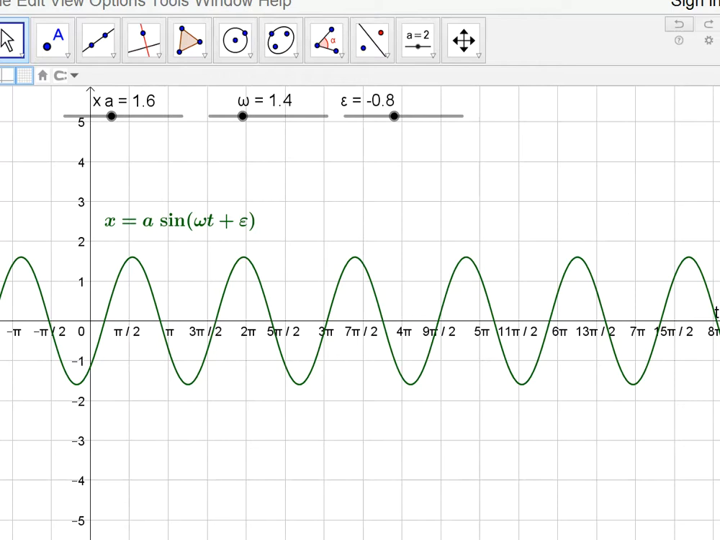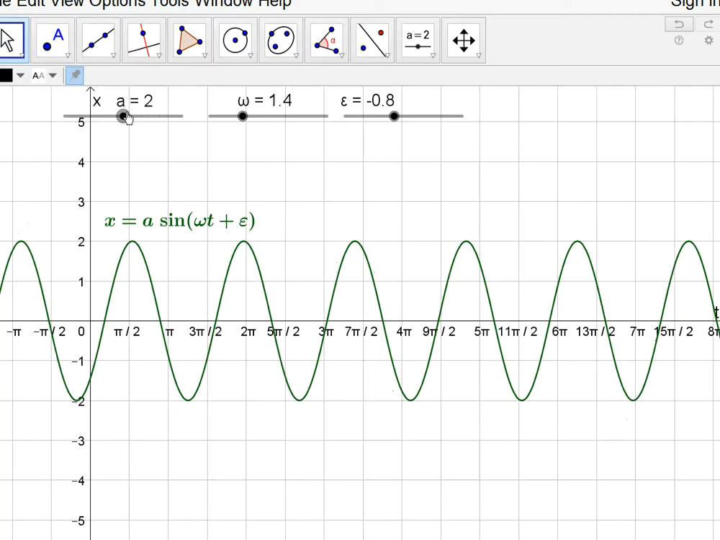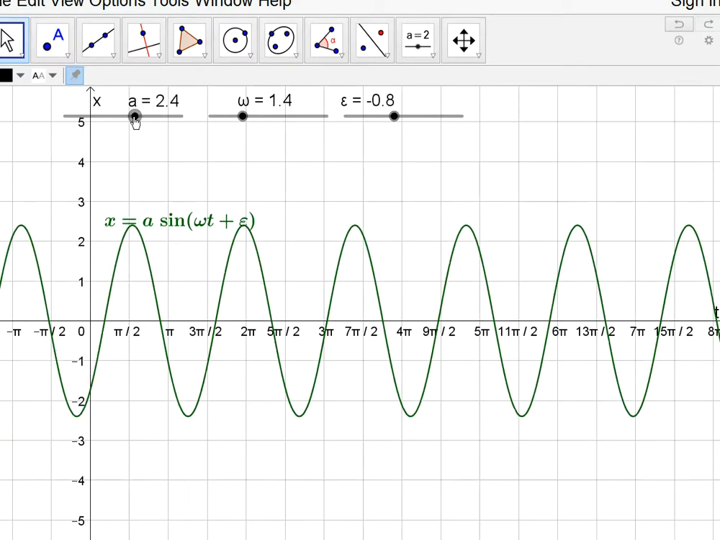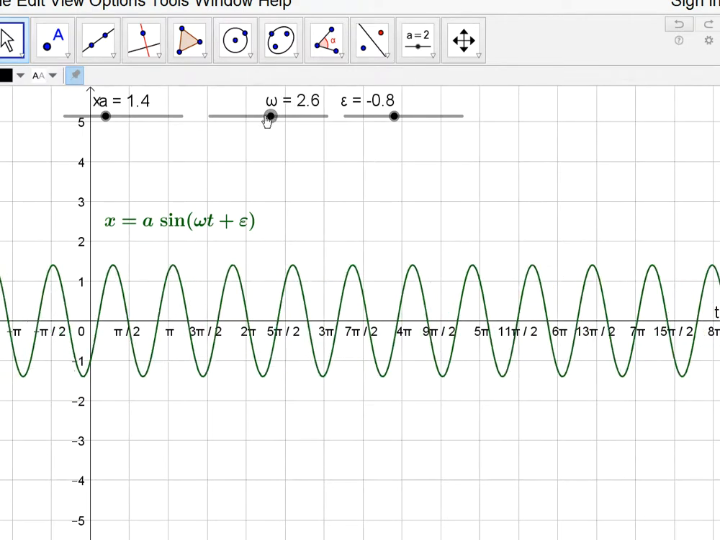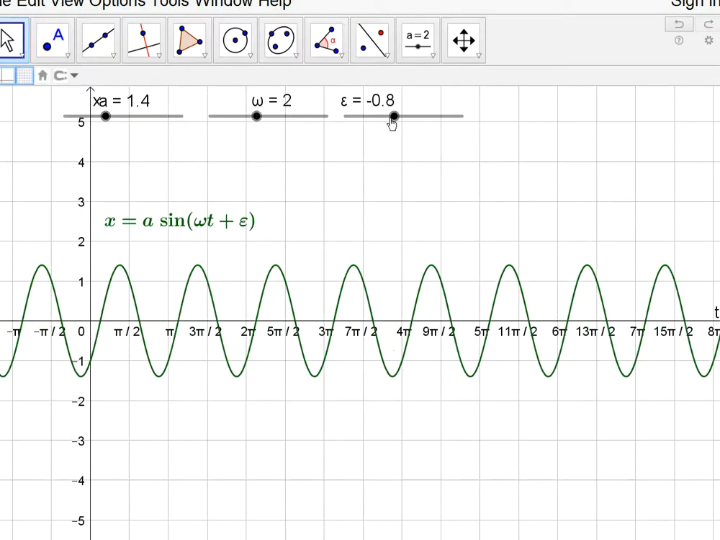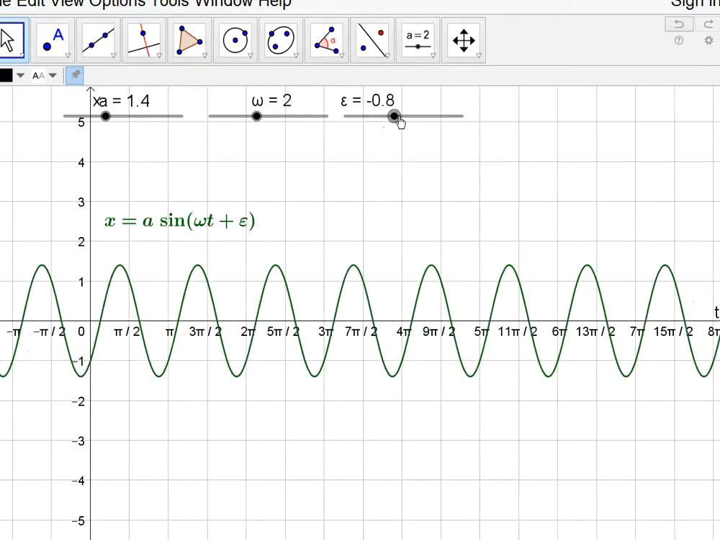We can see the effects of altering the constants a, omega and epsilon. So altering a, we can see alters the amplitude of the solution curve x equals a sin(omega t plus epsilon). If we alter omega, we can see that alters the periodicity. And if we alter epsilon, we can see the effect of that phase shift.